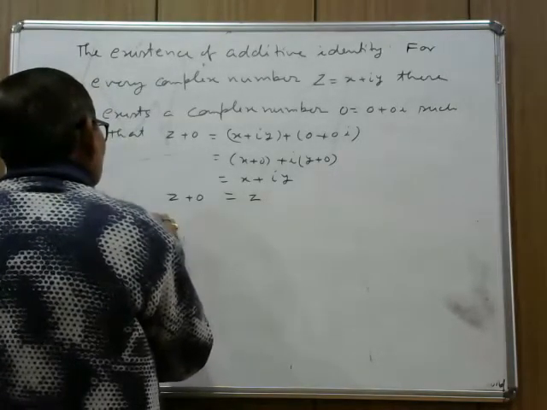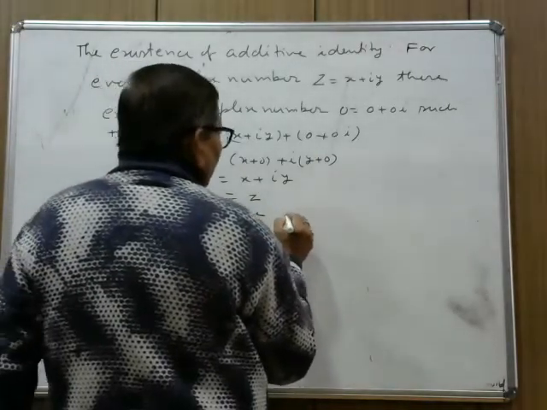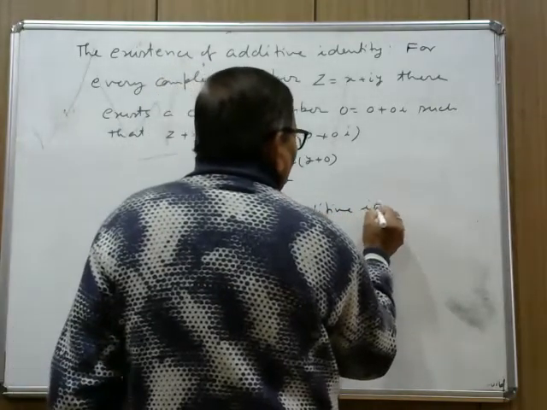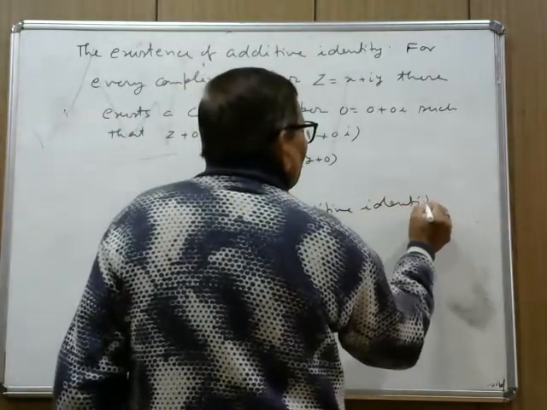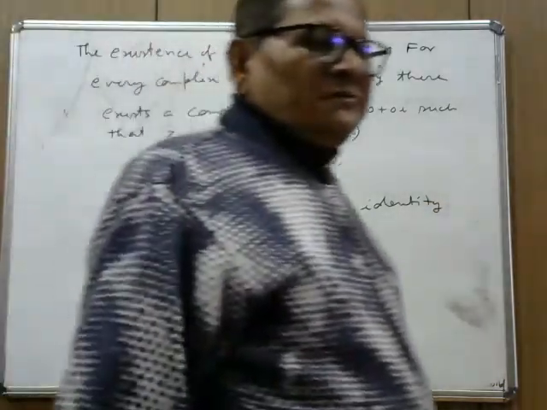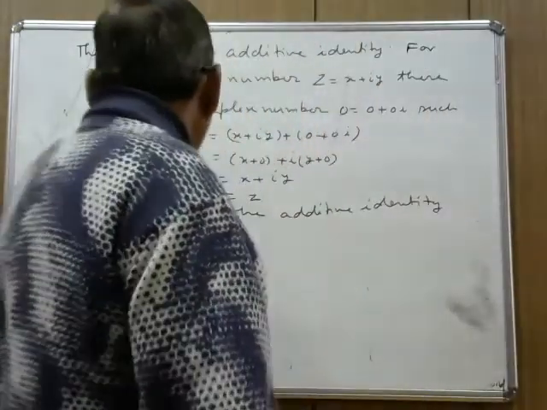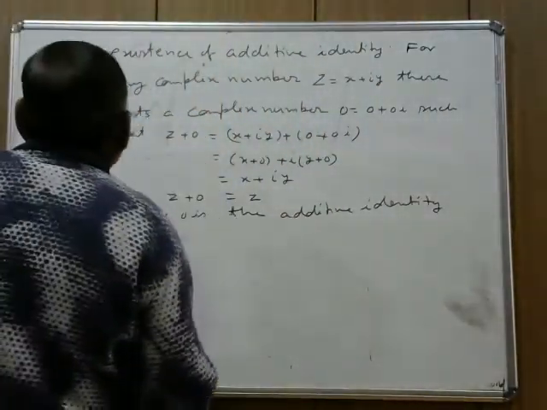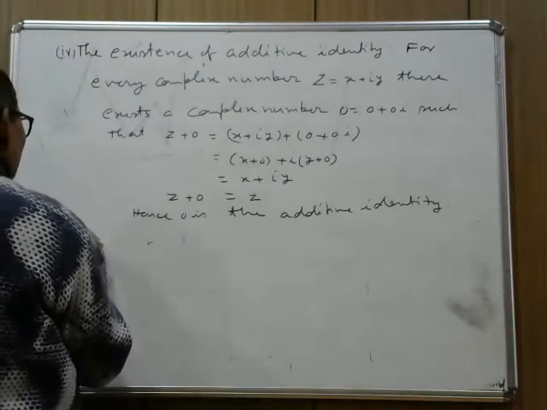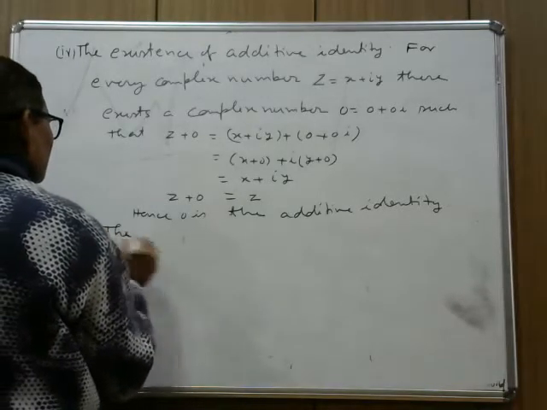Hence 0 is the additive identity. Because addition of 0 to any complex number does not change the value of z, therefore 0 is called the additive identity. Now next, this is your fourth property, and now the fifth property, the existence of additive inverse.